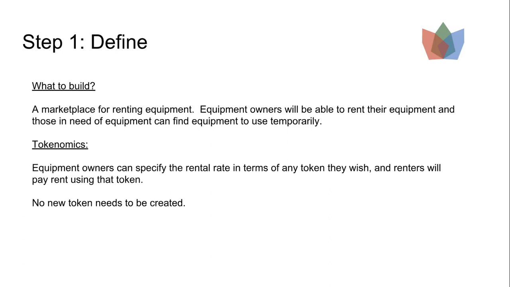One thing I also always do in the definition step of a dApp is work to identify the tokenomics. For this particular dApp, we're not going to be inventing any new tokens. But we're going to allow the equipment owner to specify any token that they wish in terms of their hourly rate. So they could specify their rate in the native EOS token, or they could specify some other token, someone that they've been airdropped, or something else that they purchased on an exchange, or maybe just a token that they're interested in. They could list their equipment for rent in order to receive that token.